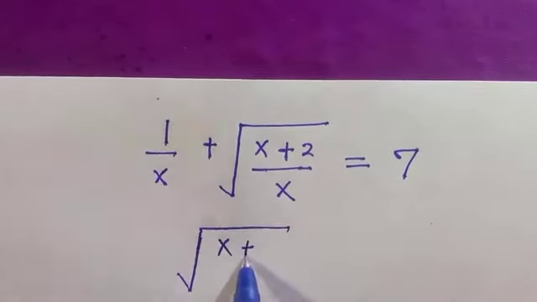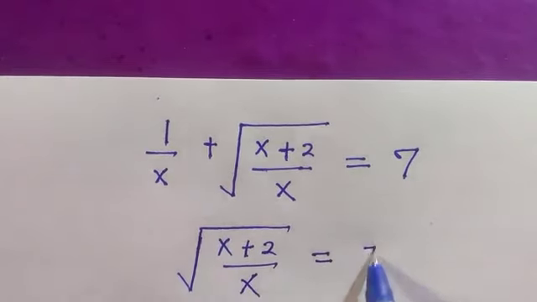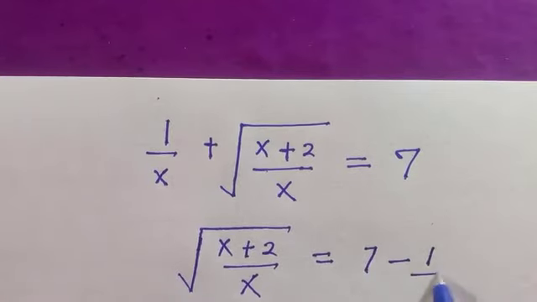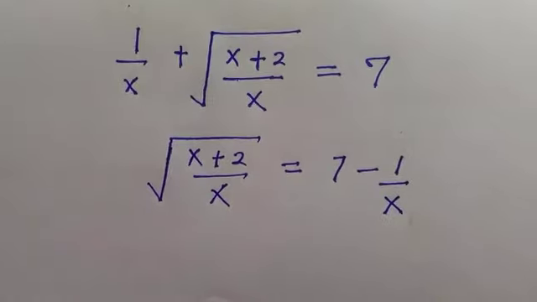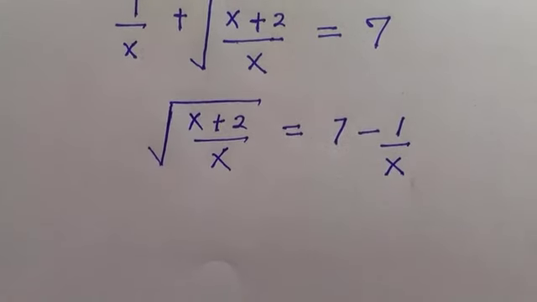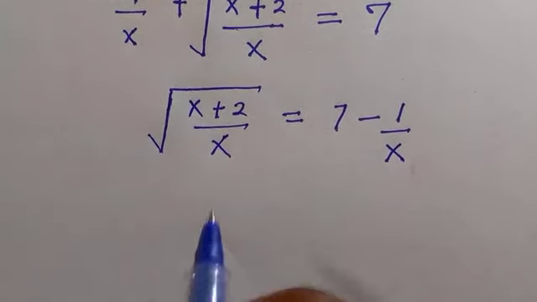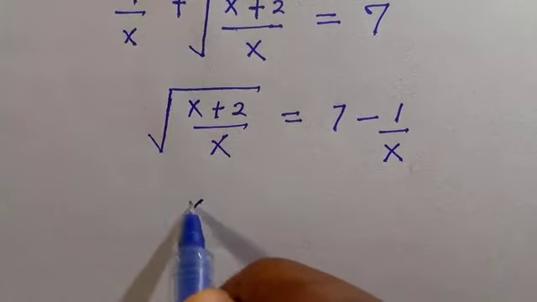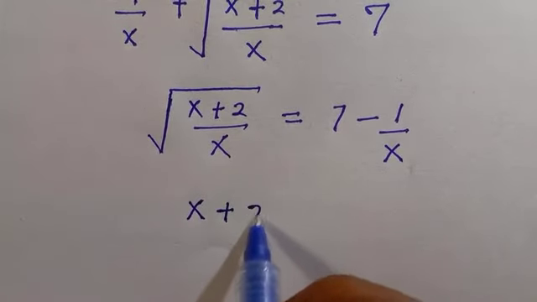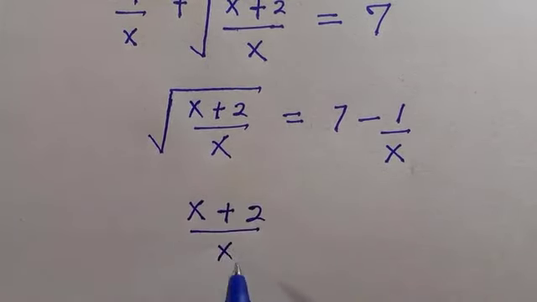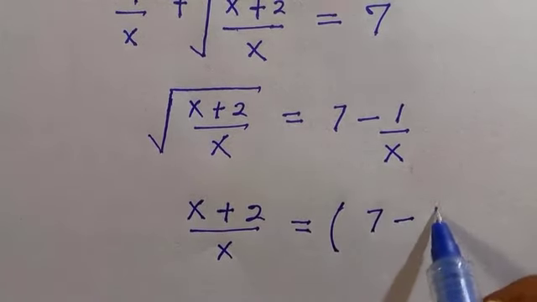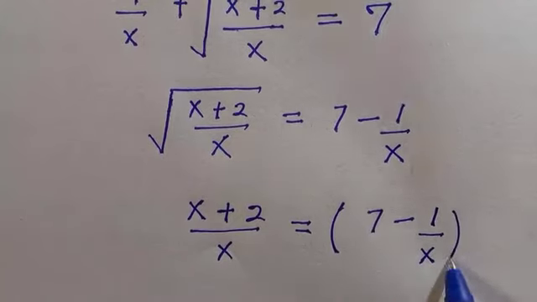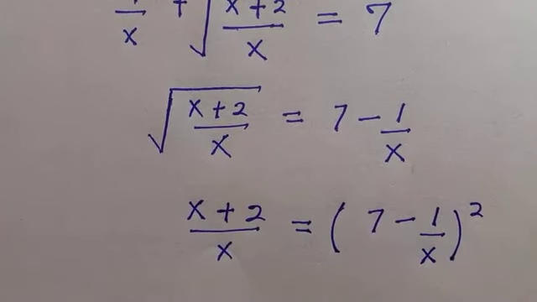So here we have the square root of x plus 2 divided by x equals 7 minus 1 divided by x. And by taking the square of both sides, the square and square root cancel each other on the left hand side, thereby we have x plus 2 divided by x equals 7 minus 1 divided by x, all raised to power of 2.